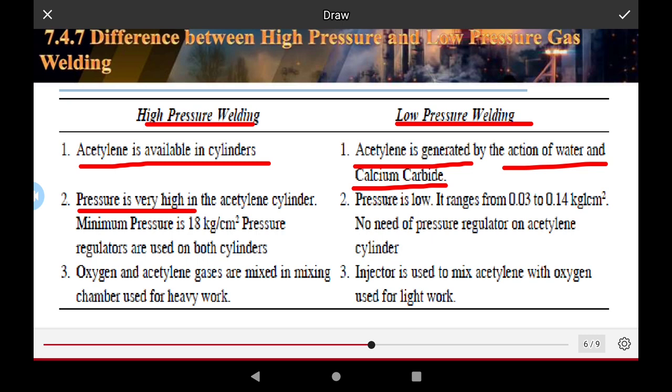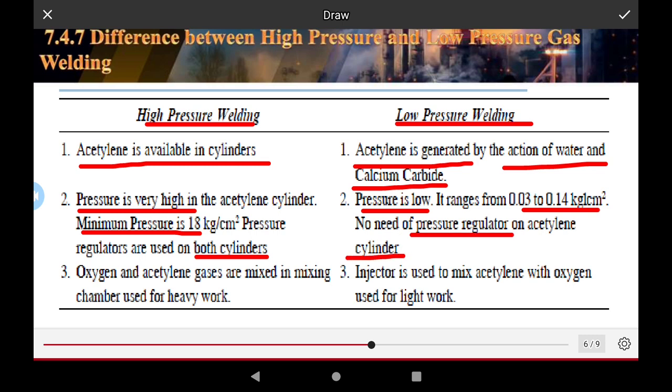The acetylene cylinder has a minimum pressure of 18 kg per square centimeter. Pressure regulators are used on the cylinder. In low pressure, the pressure is low, ranging from 0.03 to 0.14 kilogram per square centimeter. There is no need for a pressure regulator on the acetylene cylinder.